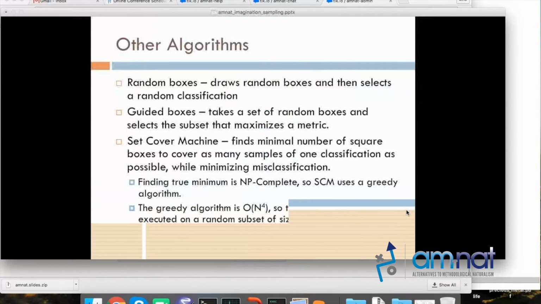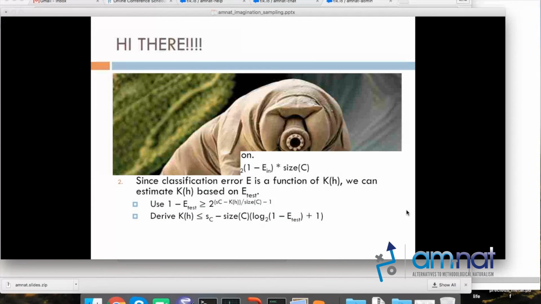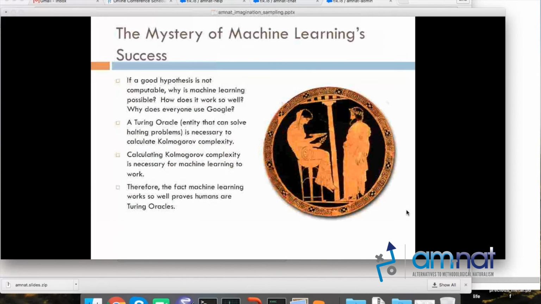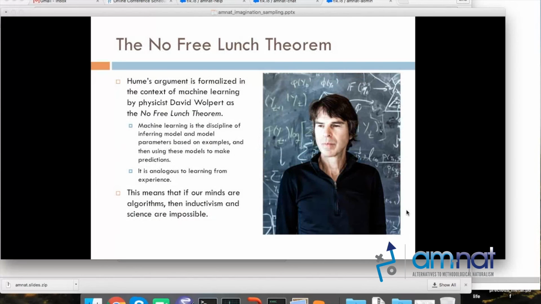Let's see. We'll start with the problem of induction. The problem of induction has been formalized and commenced as the no free lunch theorem.